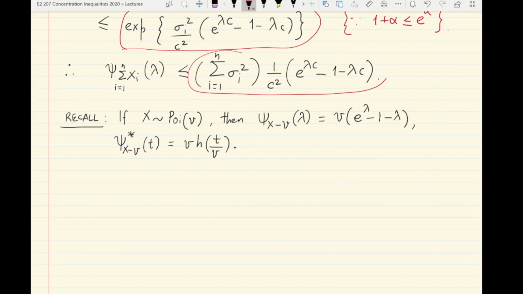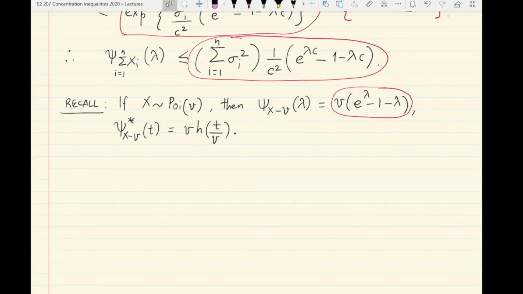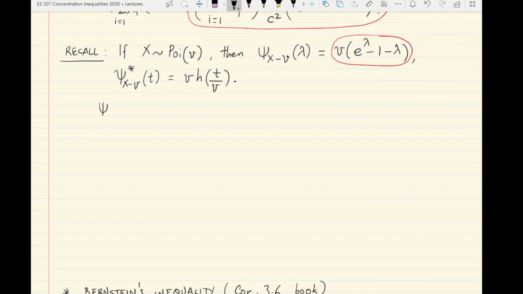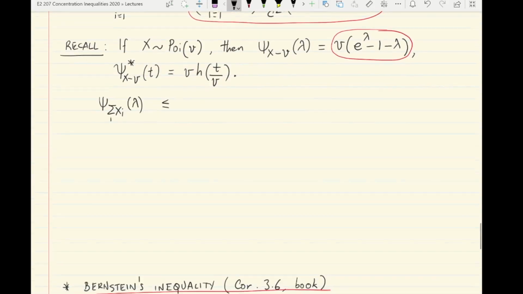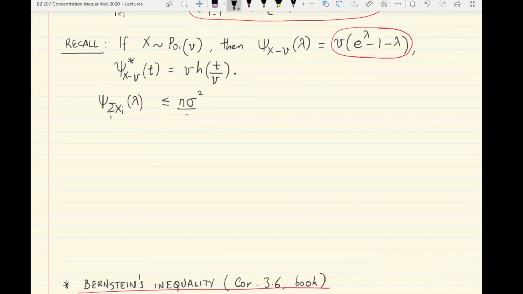So this expression here can somehow be thought of as this here. So we have now that psi of the sum of the xi at lambda is at most n sigma square, since the summation of all sigma i square is just n sigma square by definition, n sigma square by c square into e raised to lambda c minus 1 minus lambda c. Let's compare this moment generating function for a centered Poisson with this expression which we have obtained for our sum of xi's. So it follows that one can set v as n sigma square by c square.